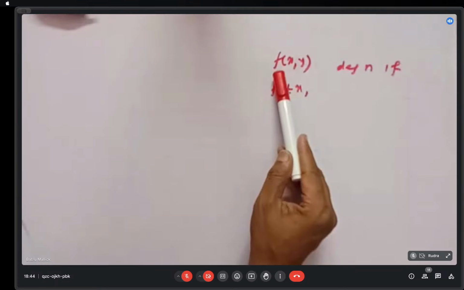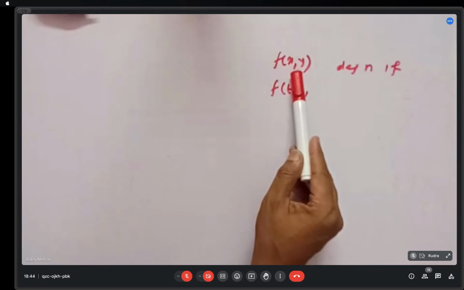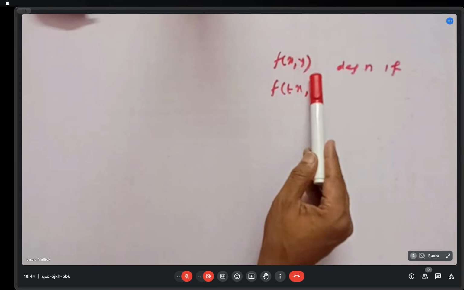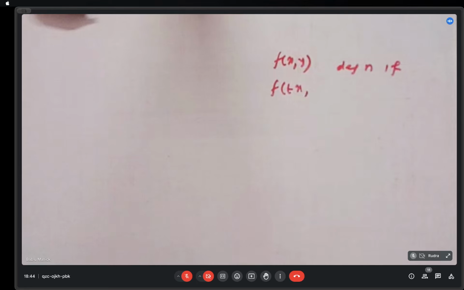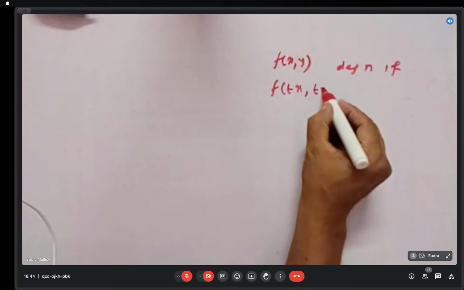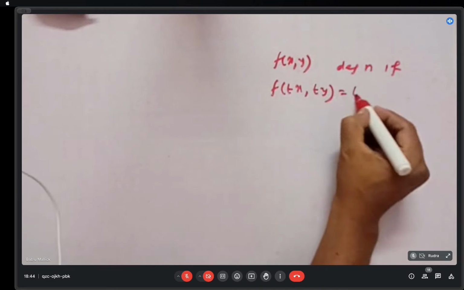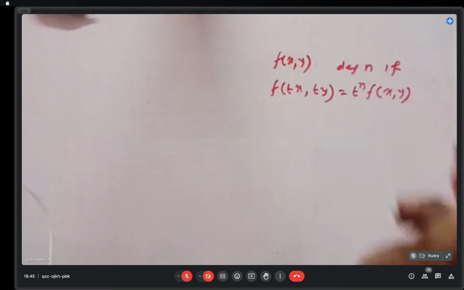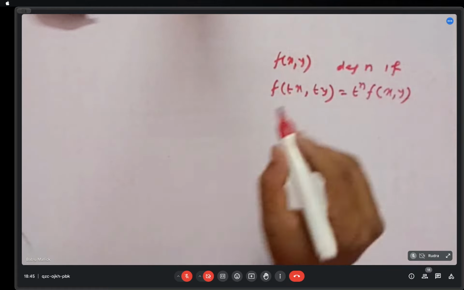A function f of x comma y is said to be homogeneous function of degree n if f of tx comma ty is equal to t to the power n f of x comma y.